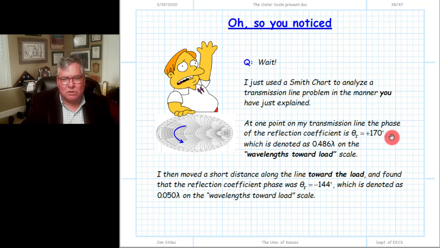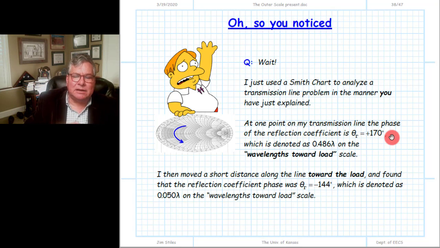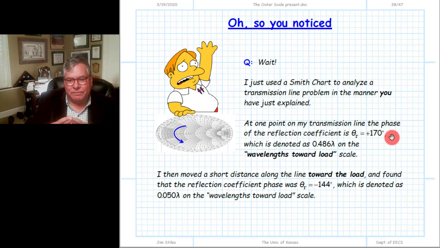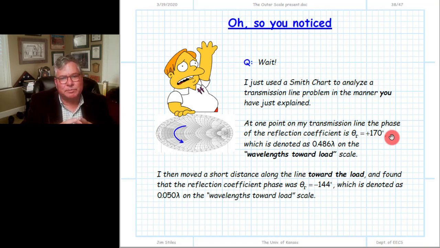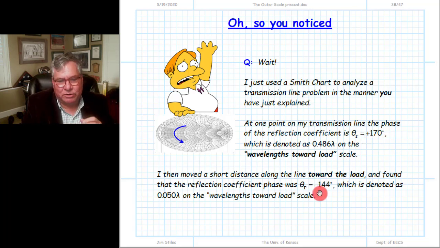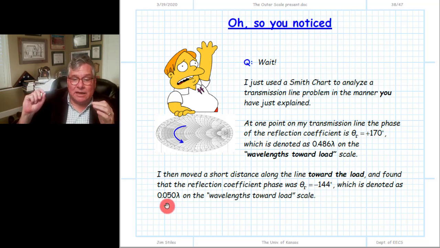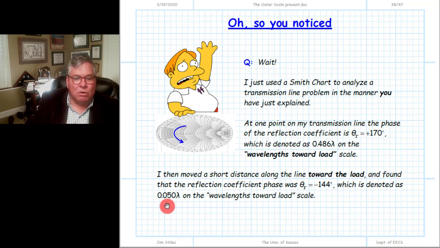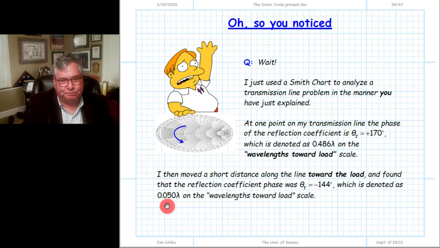So let's continue to move along the transmission line, up the transmission line to the load. And we're just going to move a short distance toward the load there. And when we stop on the Smith chart, we look and we find that the corresponding reflection coefficient phase angle would be minus 144 degrees. Corresponding to that phase angle is a wavelengths toward load outer scale electrical length value of 0.05 lambda.